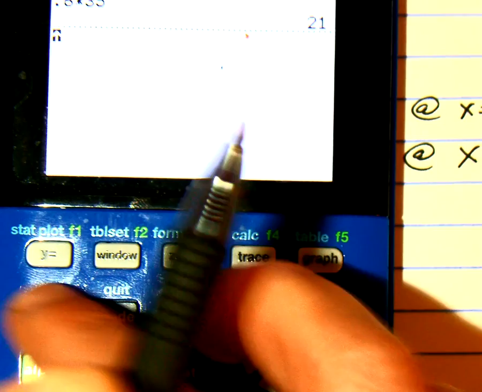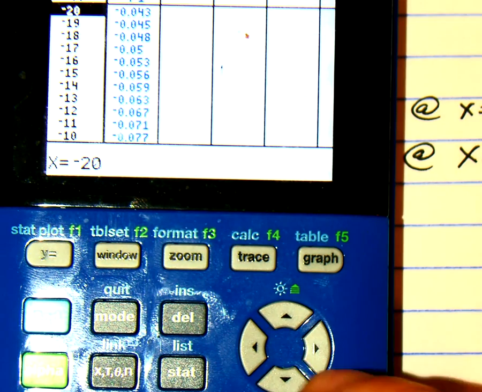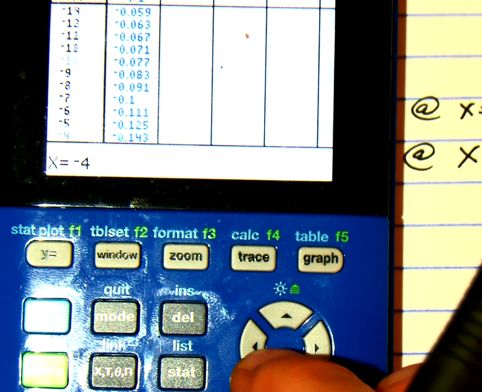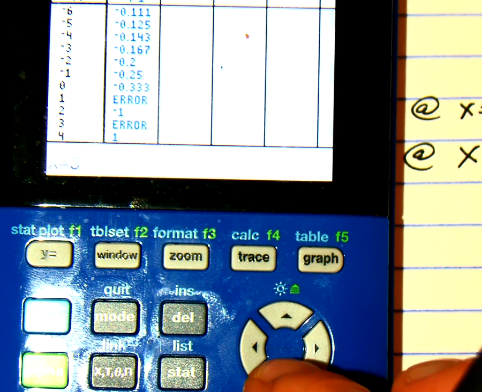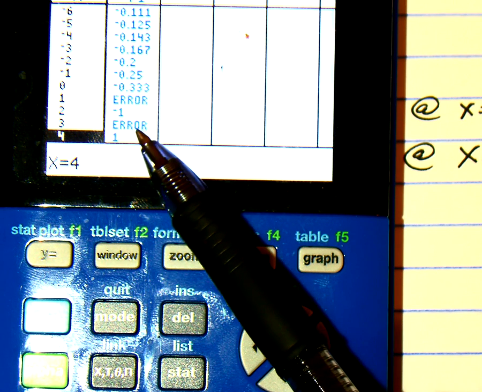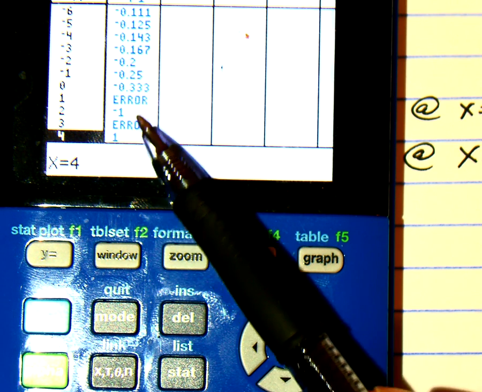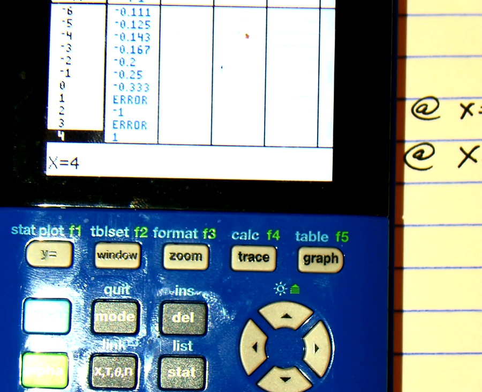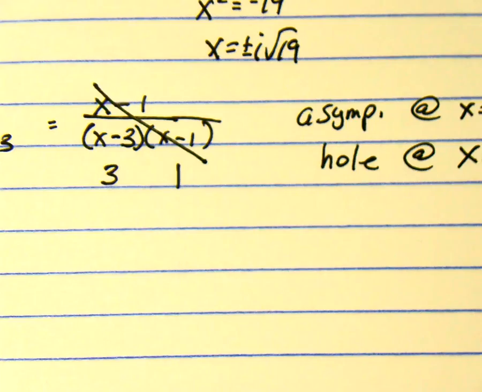Let's look at the table real fast. We can see in my table that at 3 we got an error, so 3 was the vertical asymptote. We also got an error at 1, so that's the hole. That isn't going to show up on my calculator graph, it goes right through, but we have to be able to indicate that on a graph.